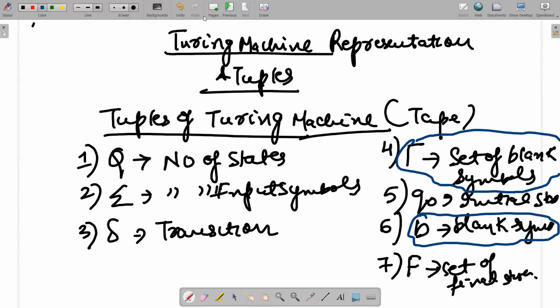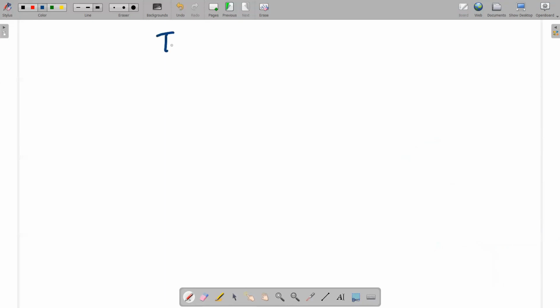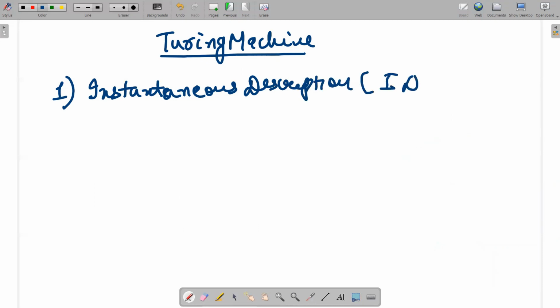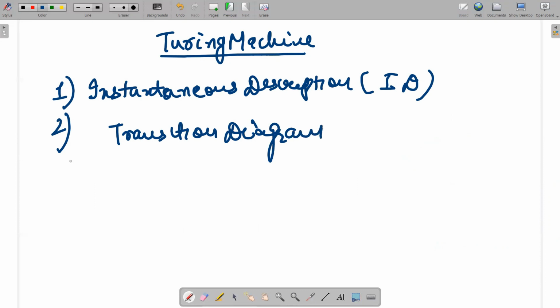A Turing machine can basically be represented in three ways. First is the instantaneous description, which is known as ID. Second, the transition diagram, and third is the transition table.